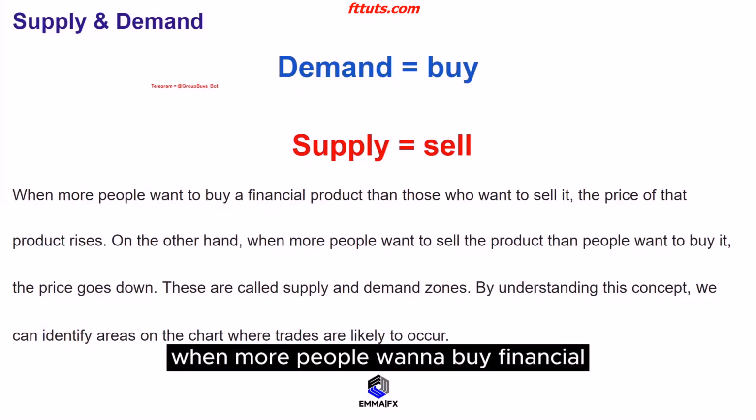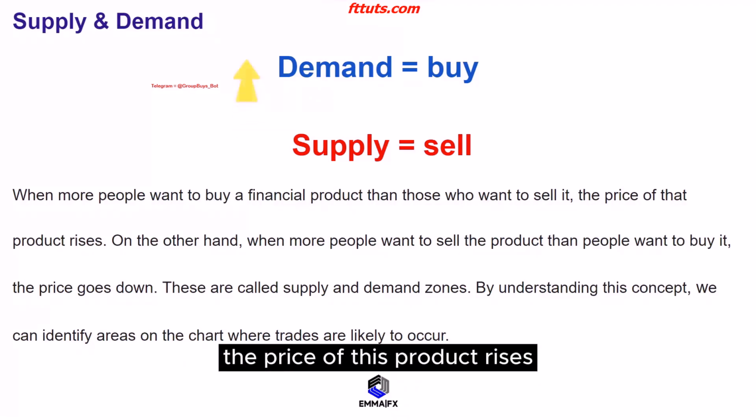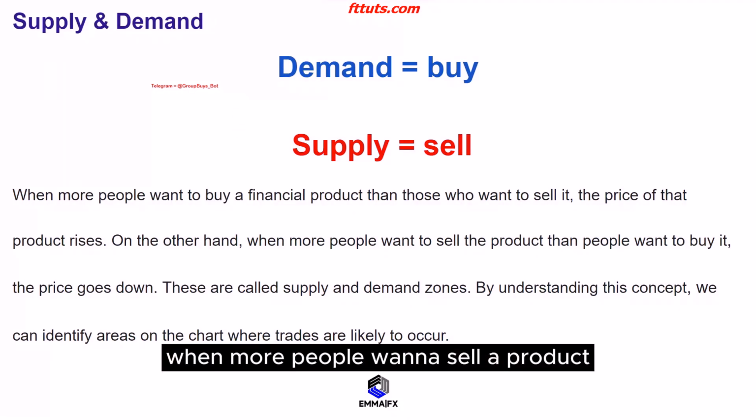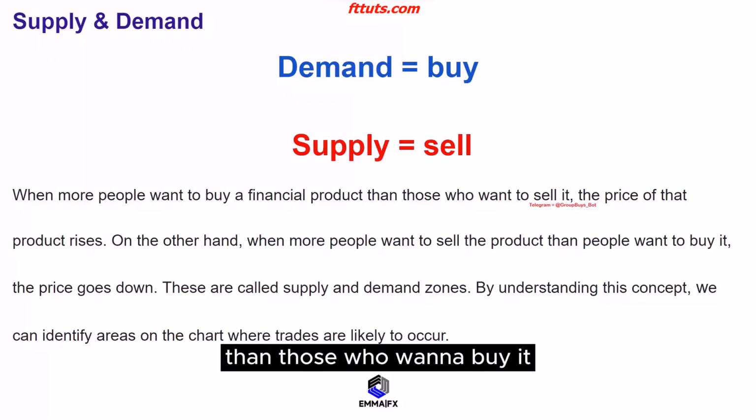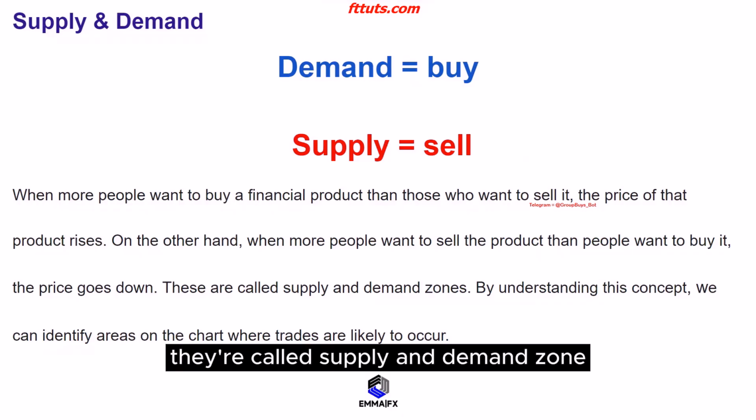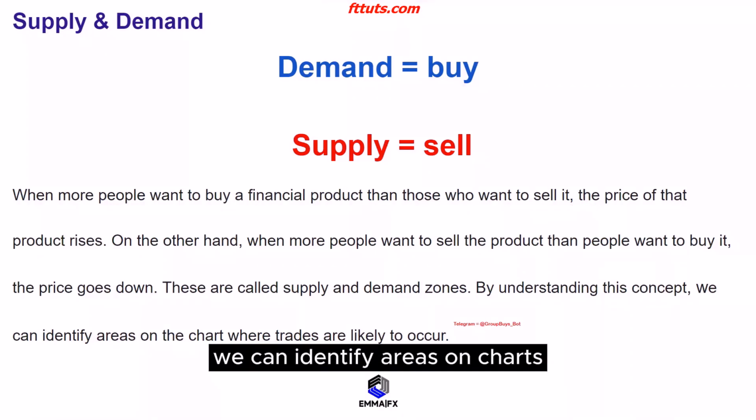When more people want to buy a financial product than those who want to sell it, the price of this product rises. On the other hand, when more people want to sell a product than those who want to buy it, the price goes down. These are called supply and demand zones. By understanding this concept, we can identify areas on charts where trades are likely to occur.